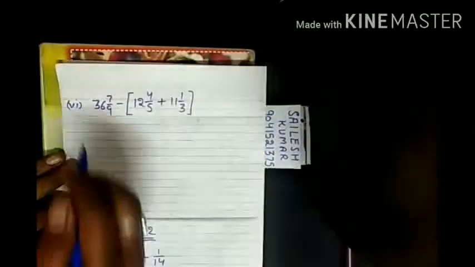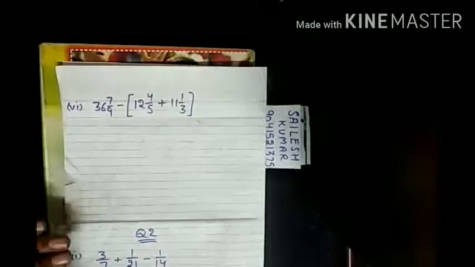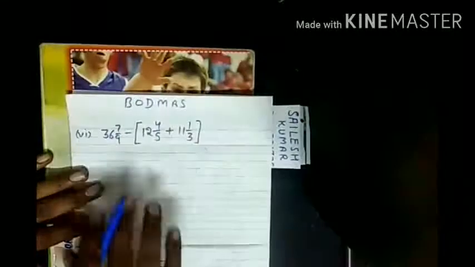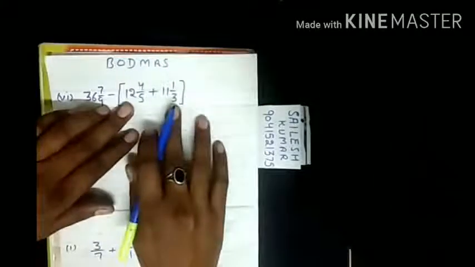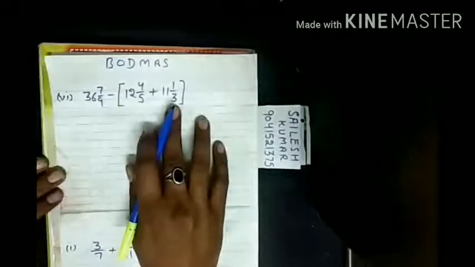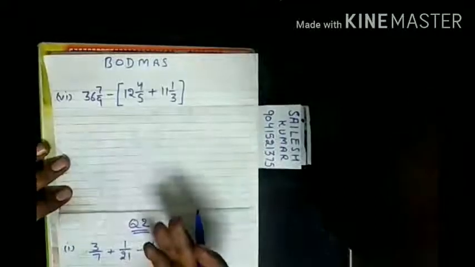Now in this part, first of all we will solve the bracket. You know the rule, BODMAS. First of all we will solve the bracket. Now in the bracket there are two mixed fractions. We will solve them as we have done earlier.